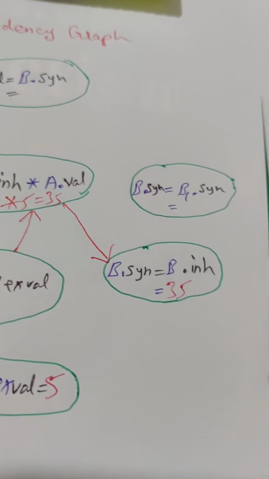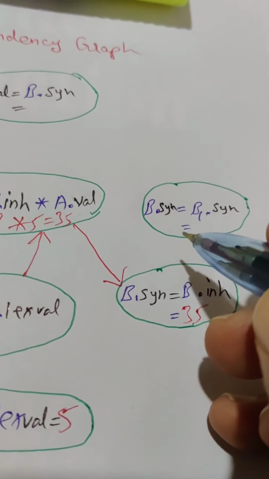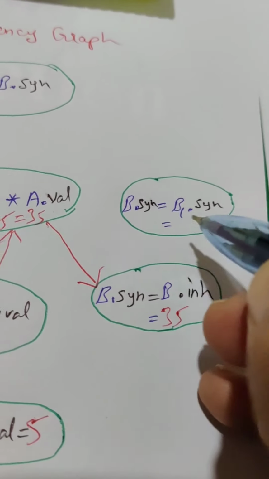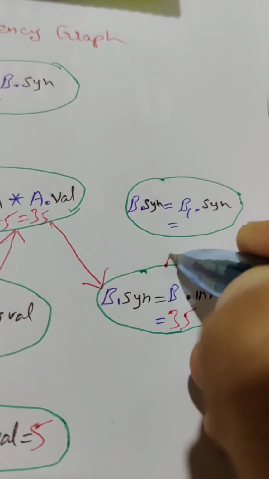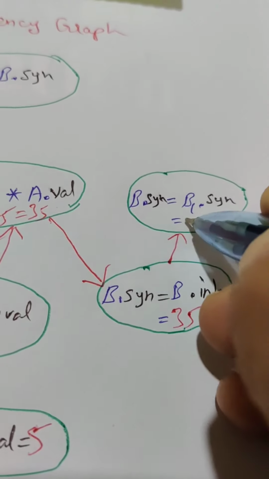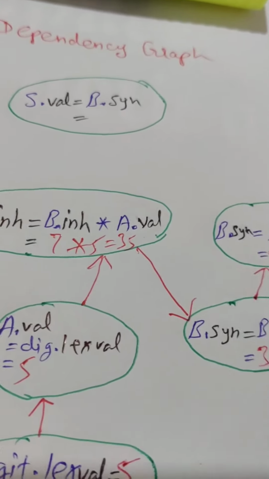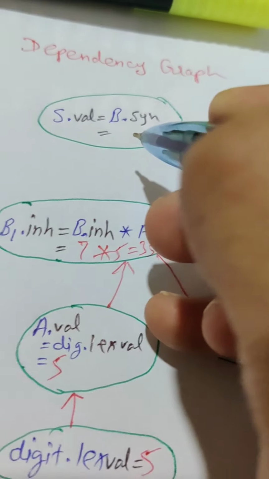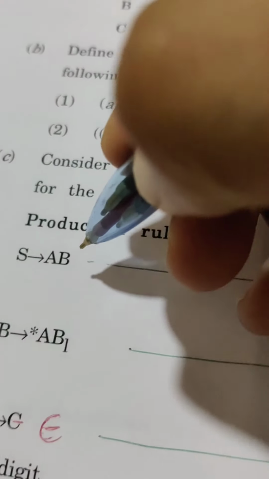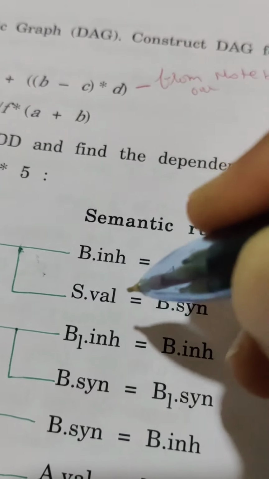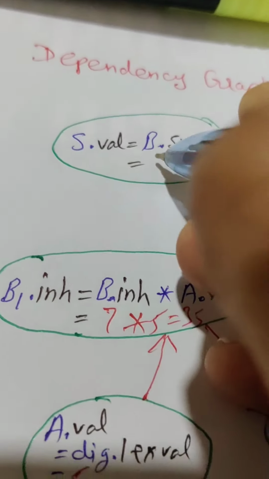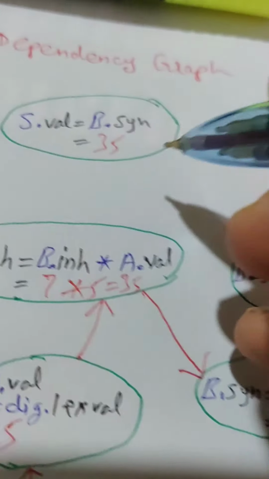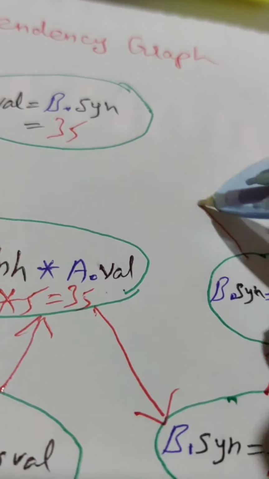Okay, now after this, let's link this. Once we get the B.syn attribute, this value can be transferred from the child node, that's a synthesized attribute, to here. So B.syn attribute is 35, and finally this S.val, the basic S goes to AB rule has one more semantic action pending here. S.val is equal to B.syn. So we have B.syn is 35. So that 35 is S.val. So this value is copied from here to here.